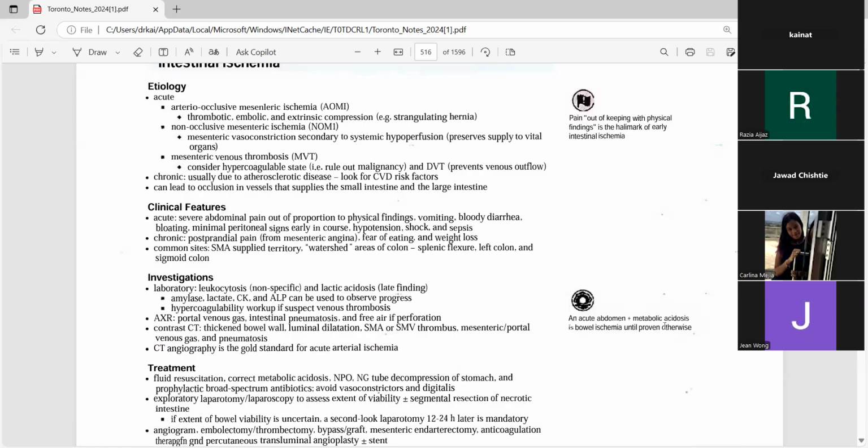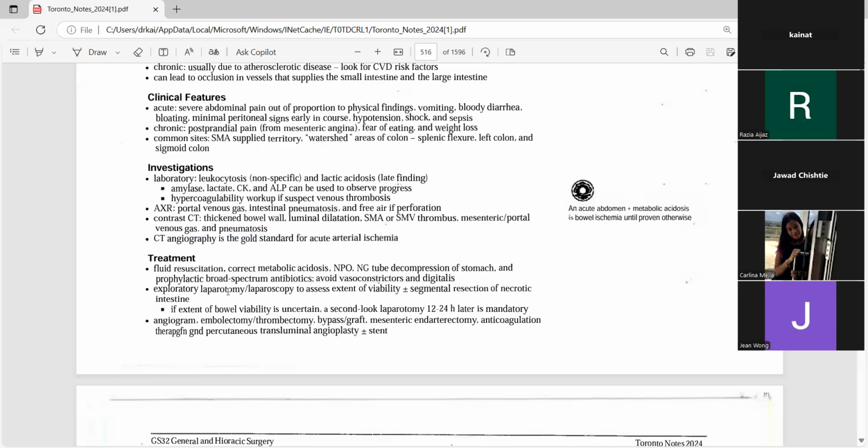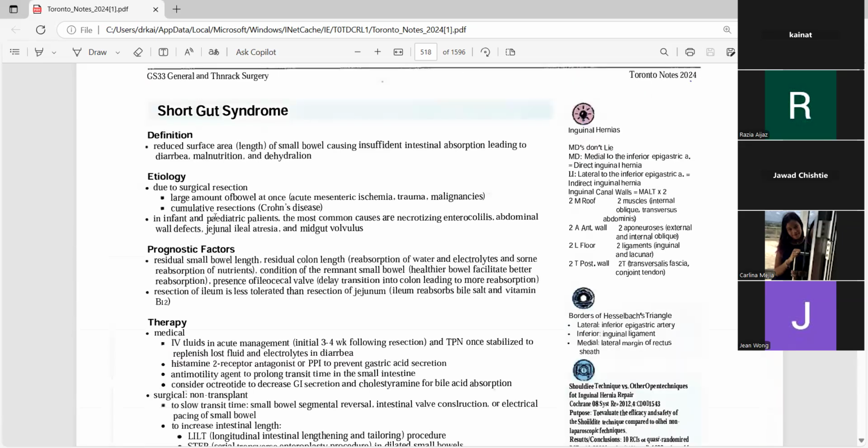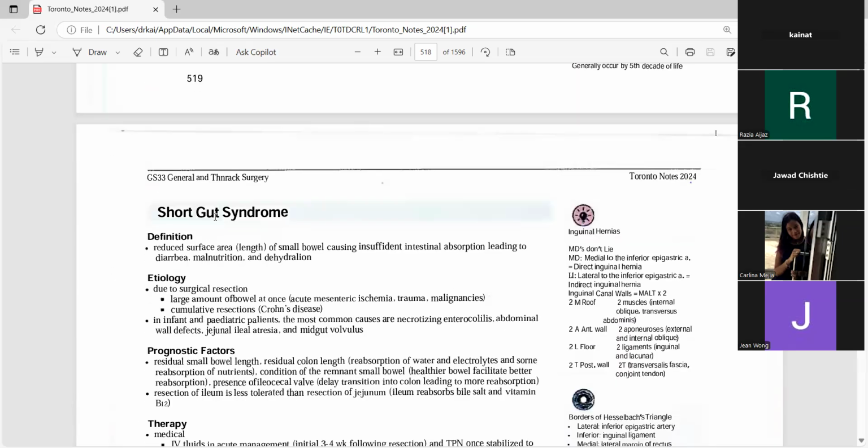Then acute onset with a metabolic acidosis is basically bowel ischemia. Then start with fluid resuscitation, stabilizing the patient, NPO, NG decompression, and then start antibiotics, and then we call the surgeon to do the laparotomy. Okay, so this one here, then tumors of the small intestine is basically the obstruction that is presented.